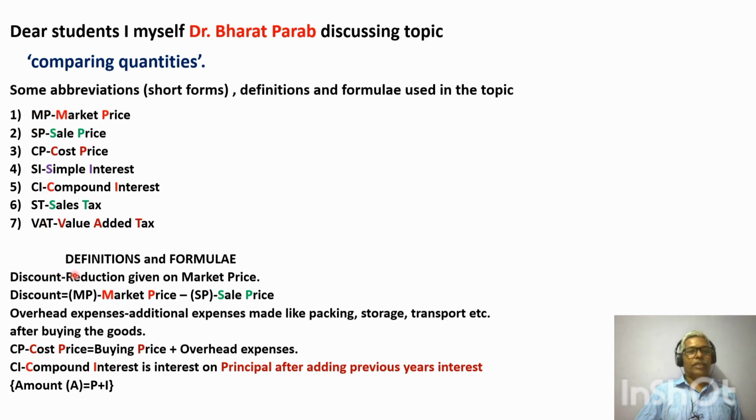Okay. Then definitions and formulae. First definition, discount. Discount is reduction given on market price. Sometimes some shopkeeper or some company reduces the price of their product and sells for the lesser price. So the market price is higher and the sale price is lesser. The difference between market price and sale price is called a discount. Okay, so this may be in percentage or maybe in rupees, depends, but you know what is discount.